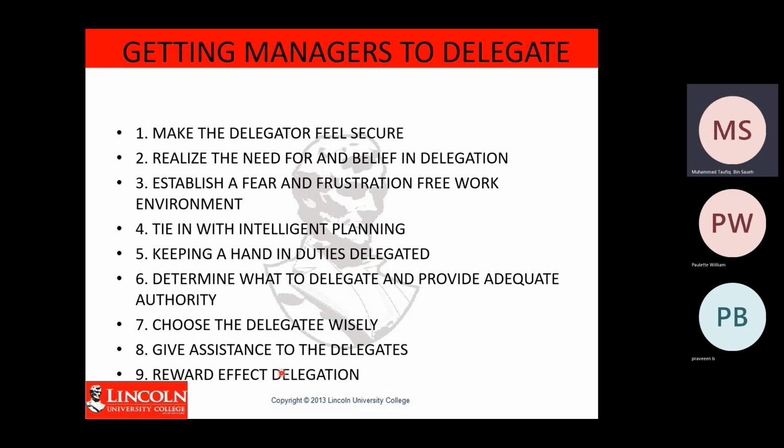So how to solve this problem? We have nine ways to solve the problem. First, make the delegator feel secure. Realize the need for and believe in delegation. Establish a fear and frustration free work environment. Tie in with intelligent planning, keeping a hand in duties delegated. Determine what to delegate and provide adequate authority. Choose the delegatee wisely. Give assistance to the delegates. And lastly, reward effective delegation.